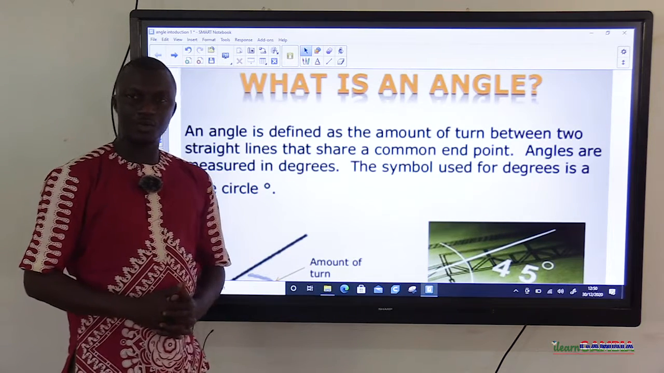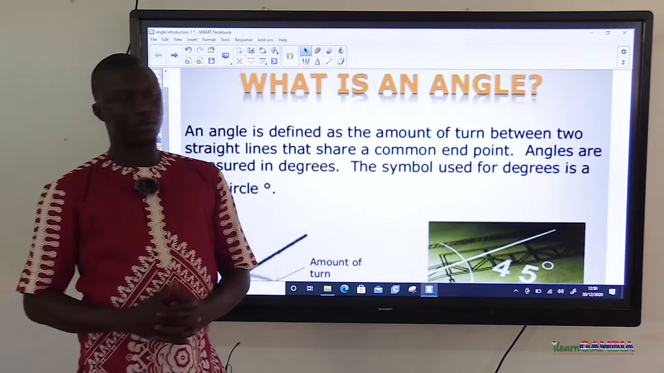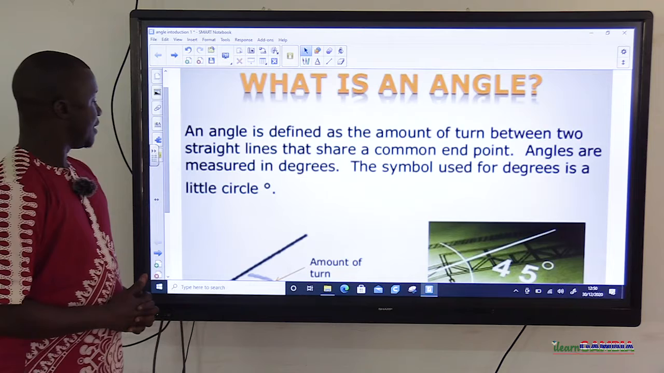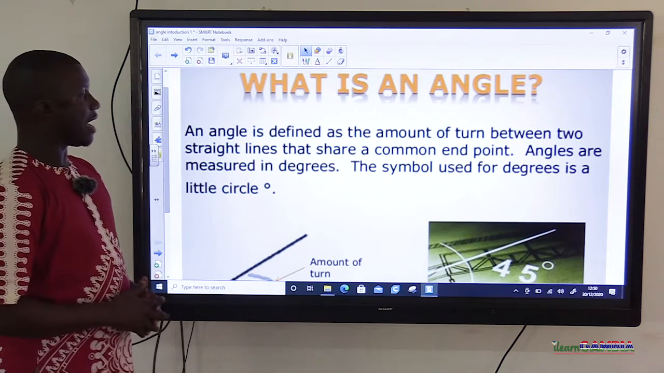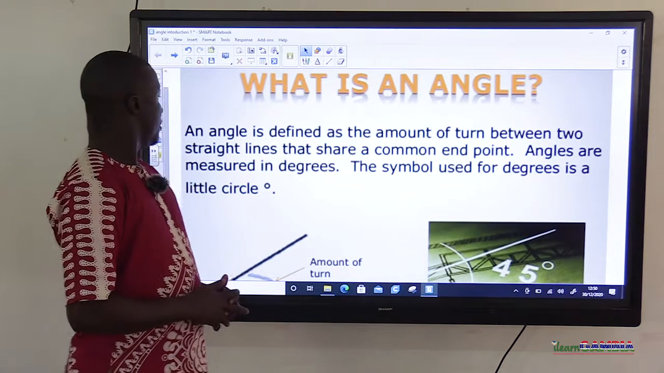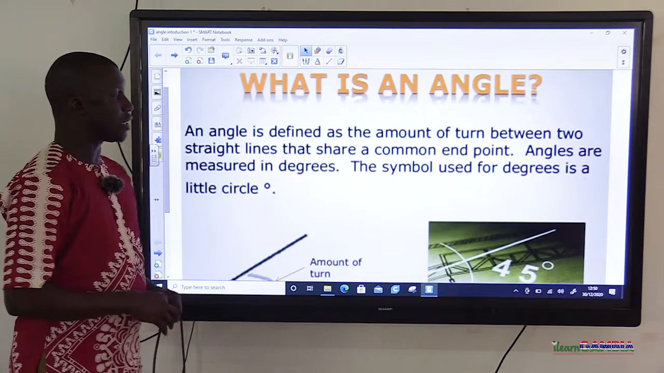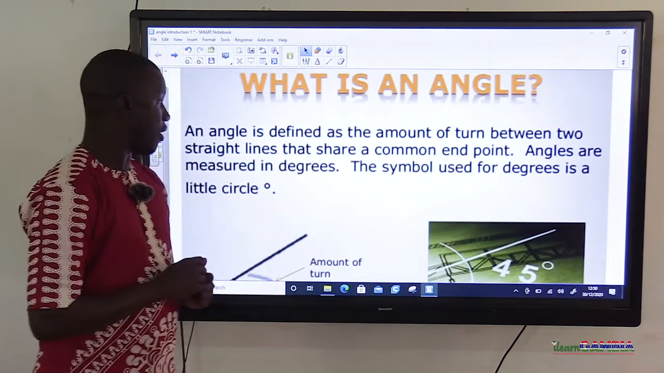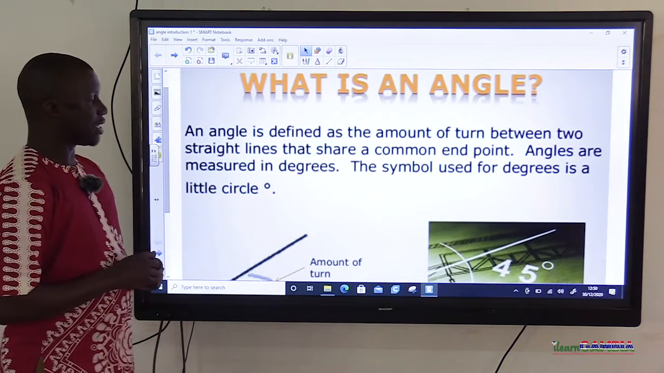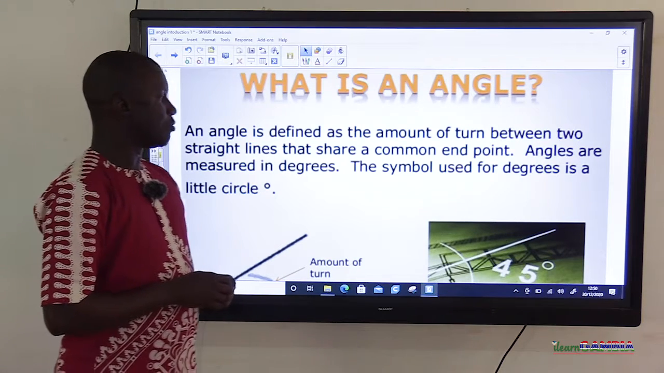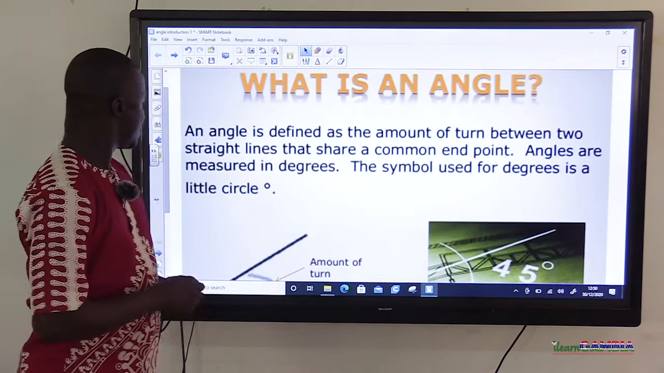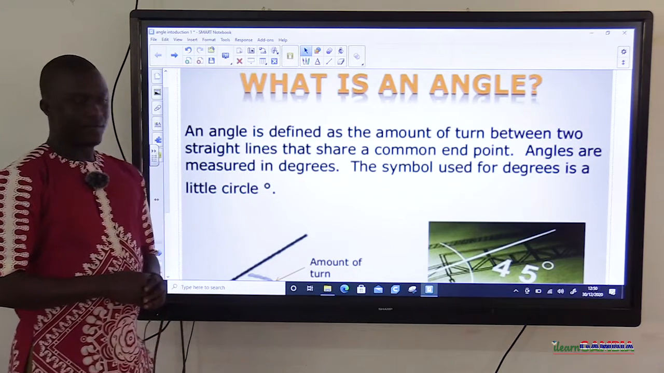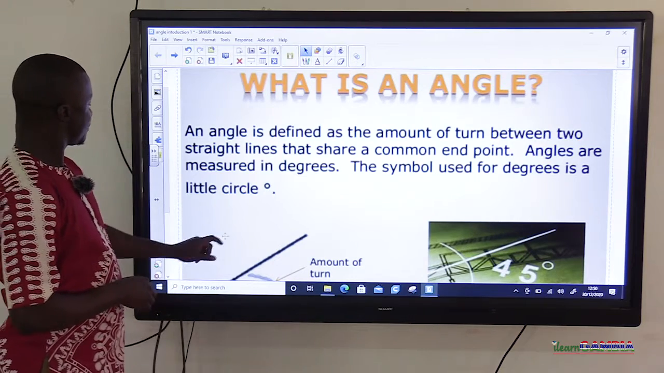First, we need to define angles and know what angles are and some of their properties. It reads: an angle is defined as the amount of turn between two straight lines that share a common end point. Angles are measured in degrees. The symbol used for degrees is a little circle. As you can see, that is the sign for degrees.